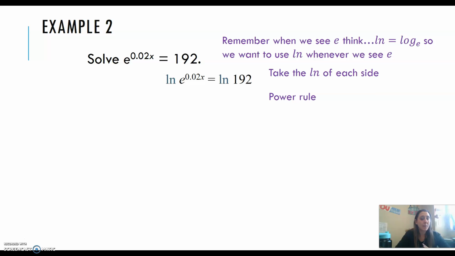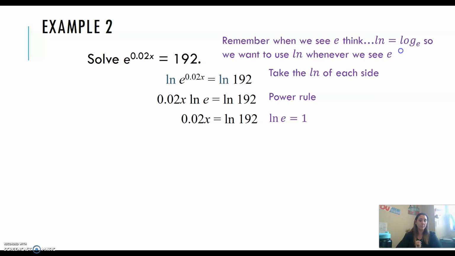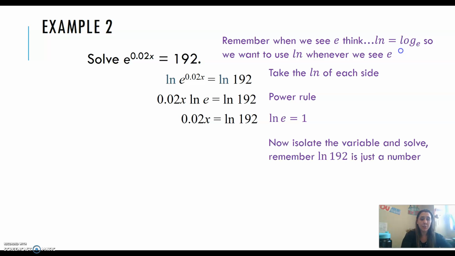Then we're going to apply the power rule, just like we did before. But we need to remember that natural log of e equals 1, right? Because we have log base e of e. Those two things are the same, so we're going to get 1. So then we're just left with 0.02x is equal to natural log of 192. Since that's the natural log of 192, we just need to isolate the variable and remember that the natural log of 192 is just a number. So then we put that in our calculator.